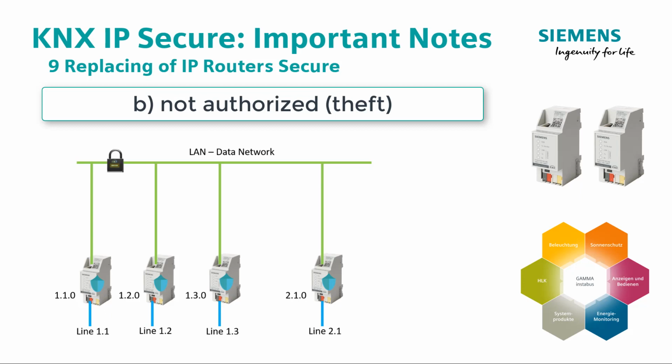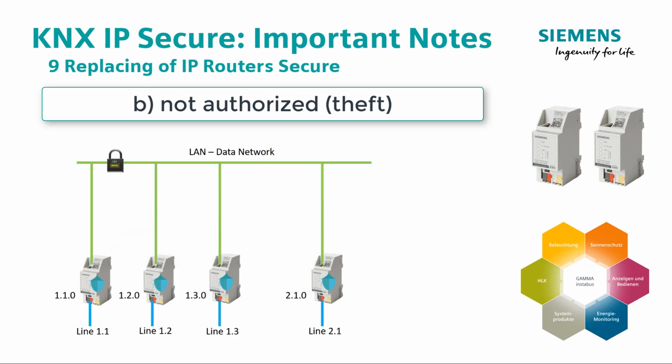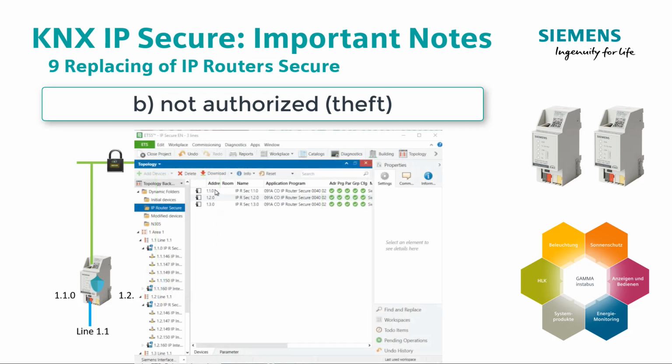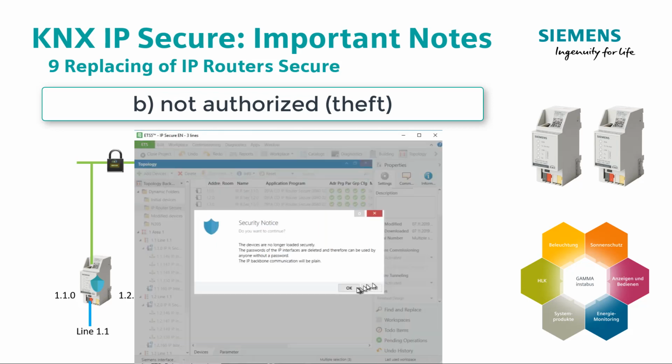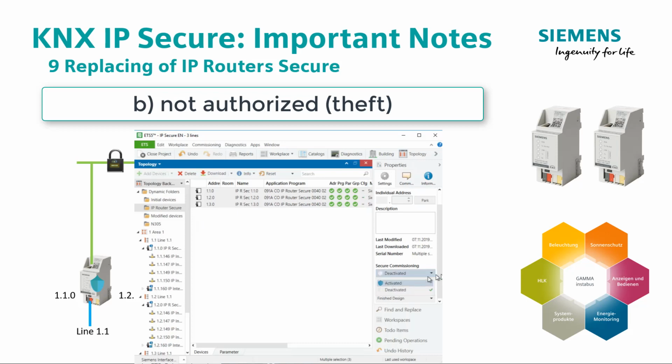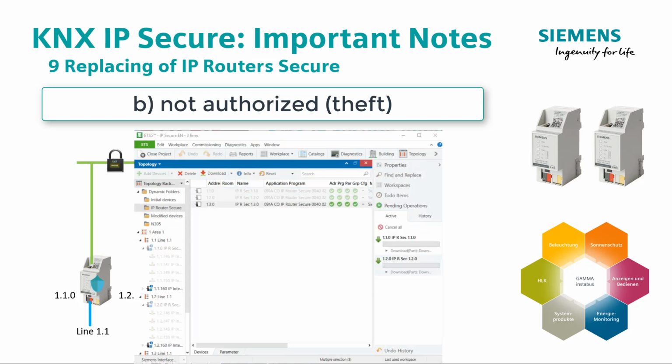In such cases, for security reasons, ETS must always generate completely new keys for all KNX IP routers secure. For all KNX IP routers secure, commissioning must first be deactivated and then reactivated again. The new keys must then be downloaded to the individual devices.